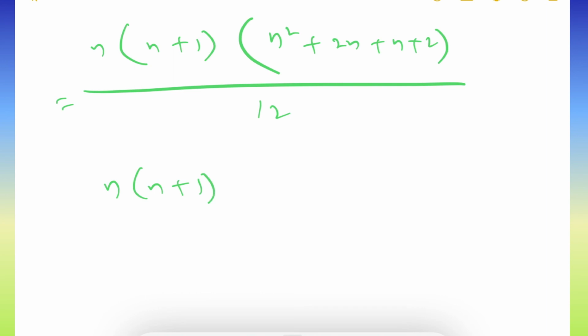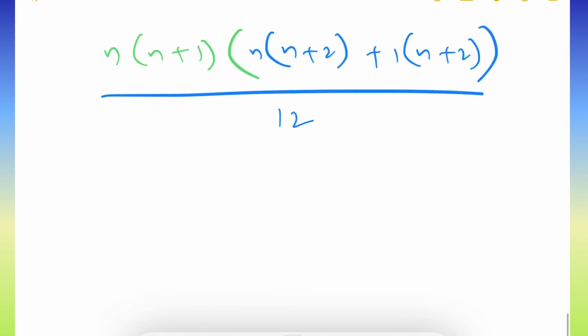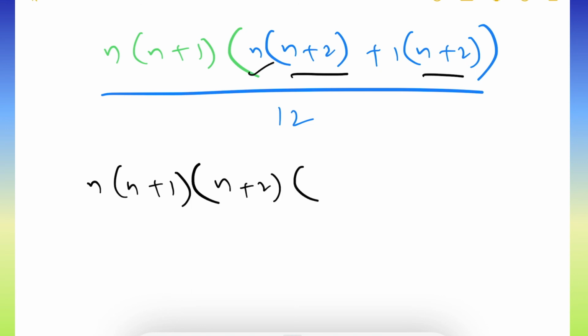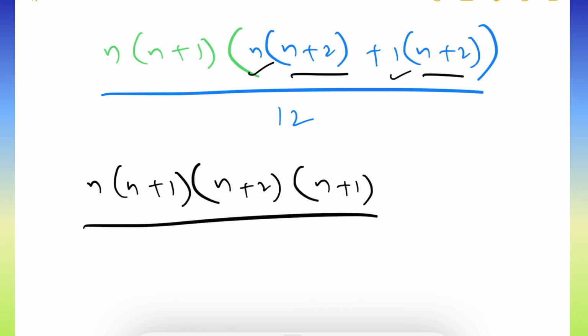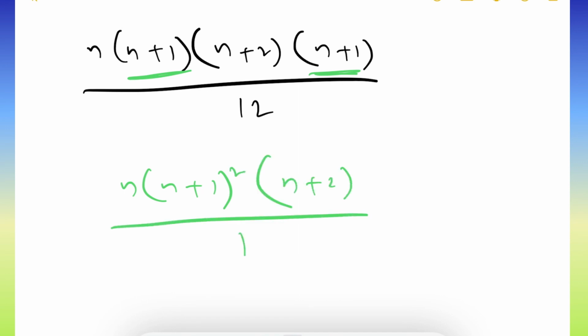n into n plus 1 into, from the first two terms n square and 2n I will take n common, then we remain with n plus 2, plus from the third and fourth terms I will take out 1 common, then we remain with n plus 2, whole divided by 12. Outside n into n plus 1 as it is. Here n plus 2 is there, so take out n plus 2 common, then we remain with n plus 1, whole divided by 12. Now finally if we simplify this, n into n plus 1, here n plus 1 into n plus 1, n plus 1 is there 2 times, so n into n plus 1 whole square into n plus 2, whole divided by 12.